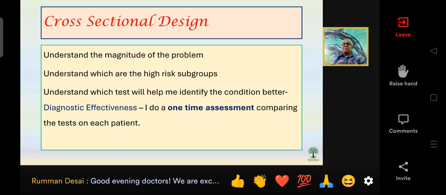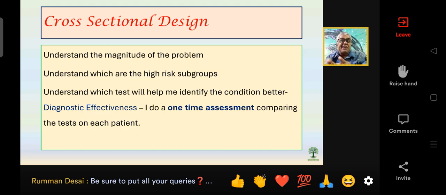So if I want to compare two tests, if I want to compare two imaging modalities, two diagnostic tests, this is the design, a cross-sectional design. I take people with the disease, without the disease. I apply test A, I apply test B, one-time assessment. I look to see how many have the disease, how many do not have the disease in the two groups. And then I reach a conclusion that test A is better than test B, or test B is better than test A, or both are nearly similar. But the design is a cross-sectional design because it's a one-time assessment.